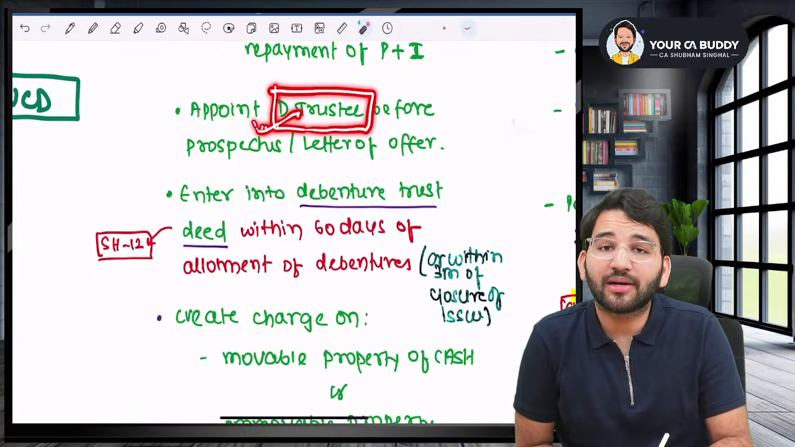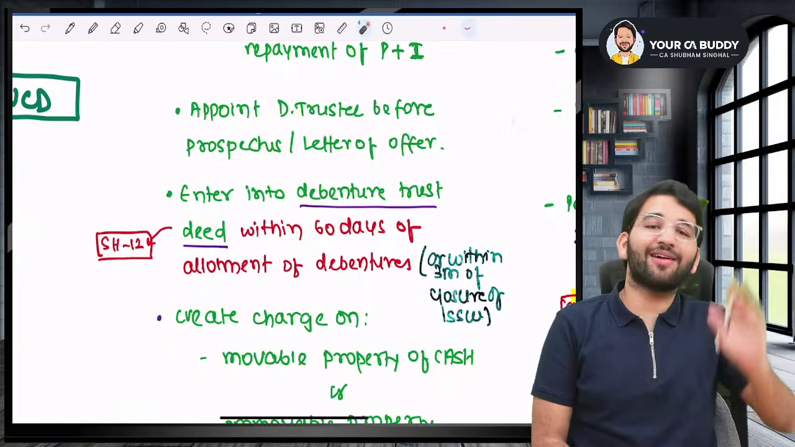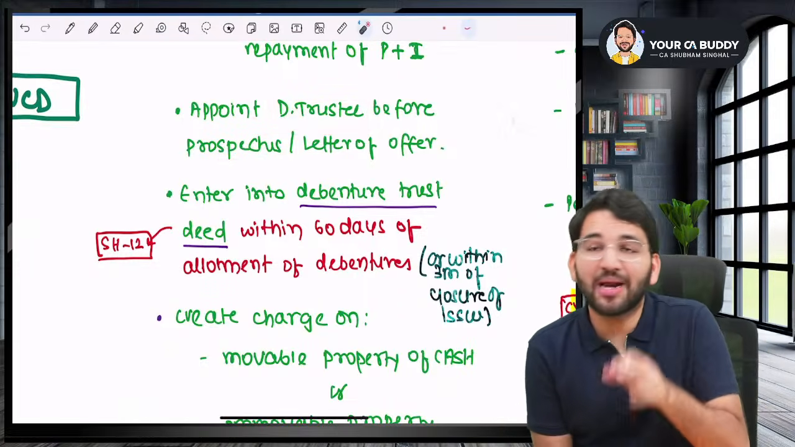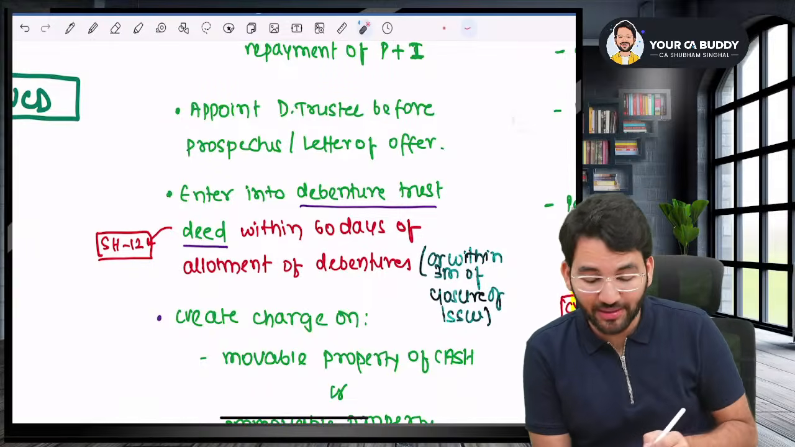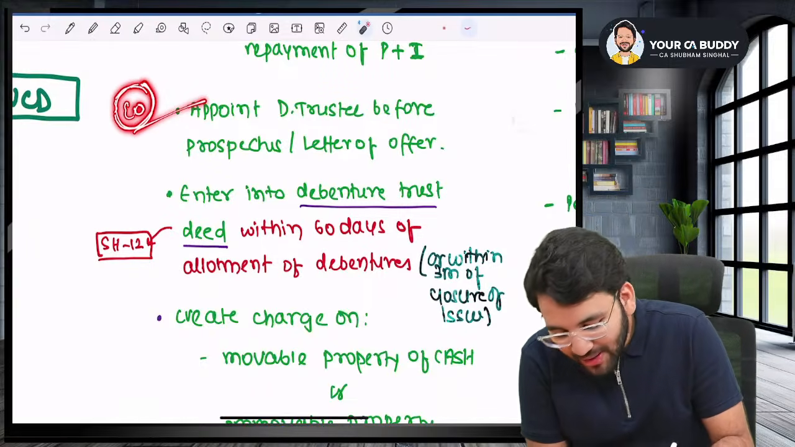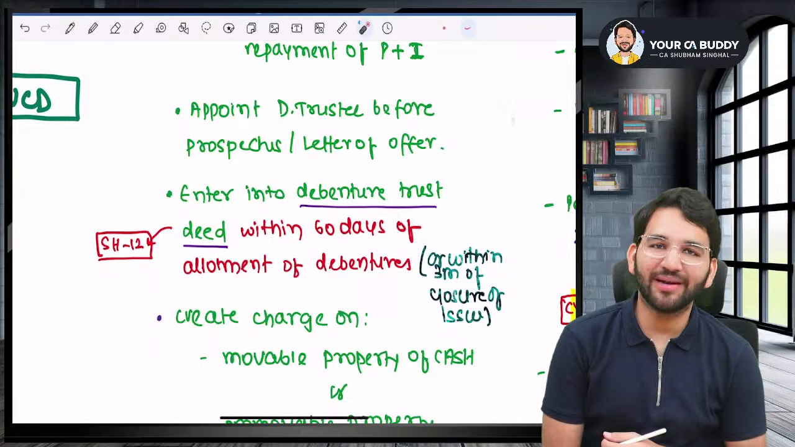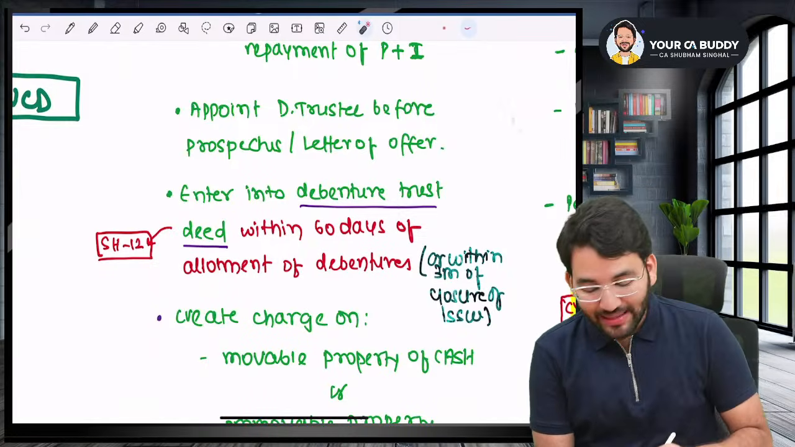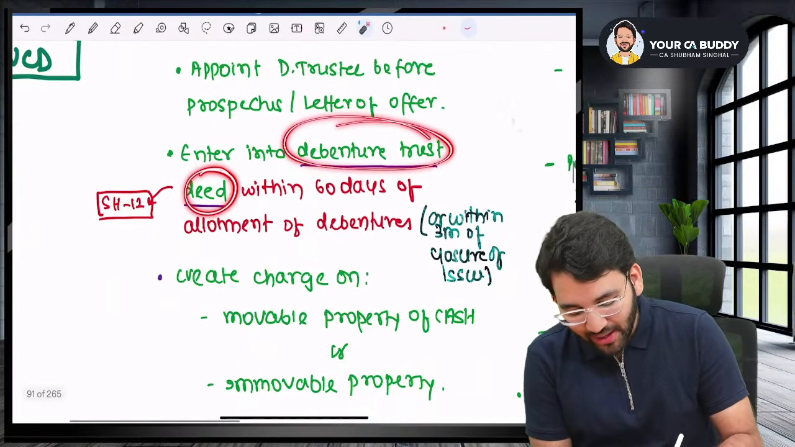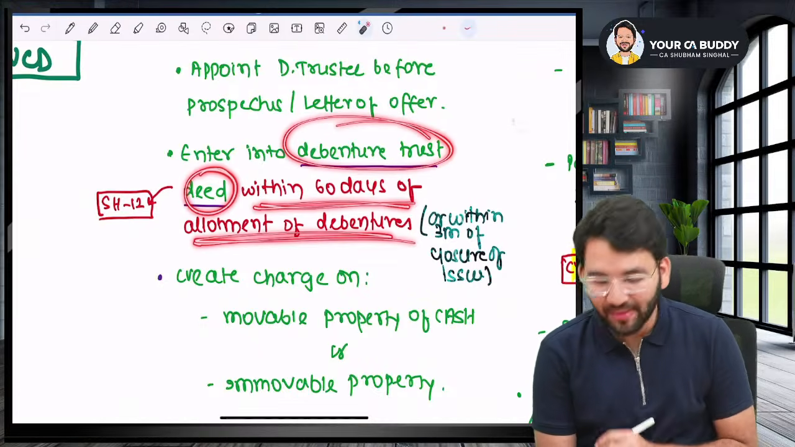When will you appoint the debenture trustee? Sir, before the prospectus, at a very early stage. Even before you get the money, before the prospectus, you will appoint the debenture trustee. Who will appoint, sir? The company will appoint the debenture trustee, not the debenture holder. And then it will enter into a debenture trust deed within 60 days of allotment of debentures.